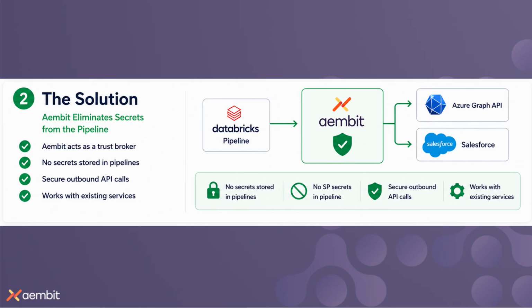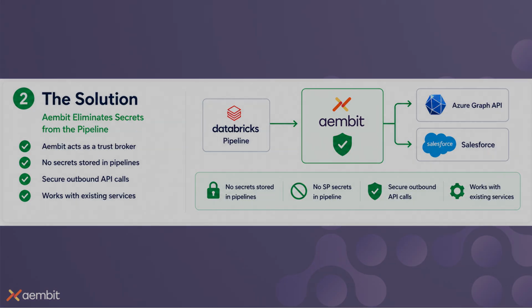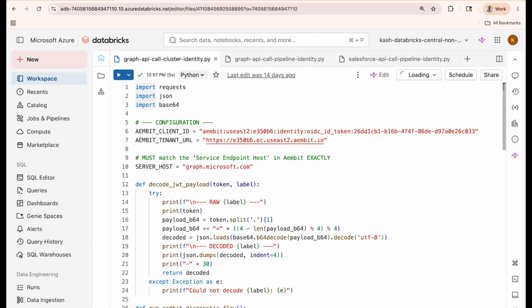We're going to execute outbound pipeline calls from Databricks, one to the Azure Graph API, and one to Salesforce, without storing any Azure Service Principal secrets or Salesforce secrets within the pipeline itself. For each of these scripts, I've got them broken into 4 steps so it's easy to follow. Let me walk you through the logic before we run it.